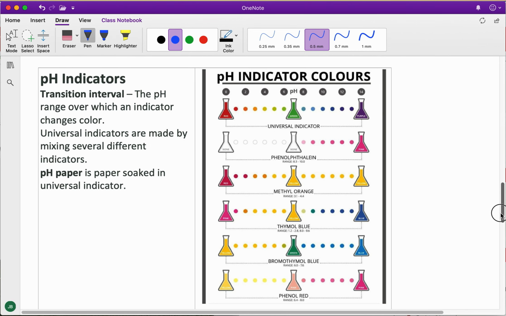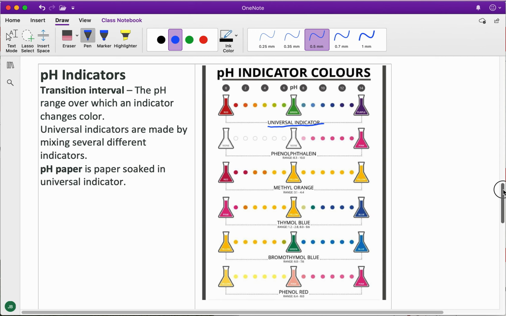Now, besides litmus paper, you do have some other pH indicators. These pH indicators often have something that's called a transition interval. And this is the pH range over which an indicator changes color. Now, universal indicator, which is what we see up here at the very top of our chart, is made by mixing several different indicators. So we have this fabulous big range of color changes whenever we use a universal indicator.